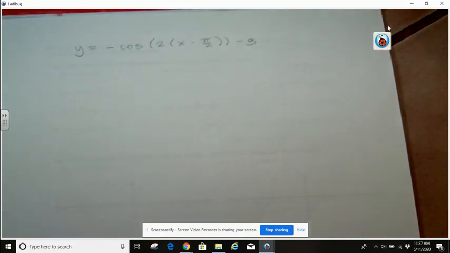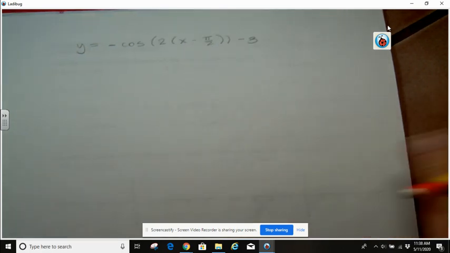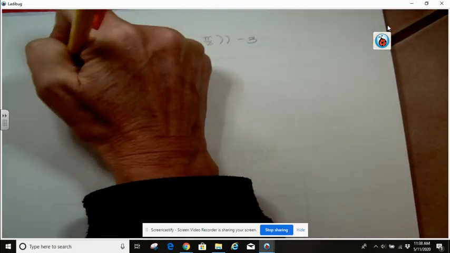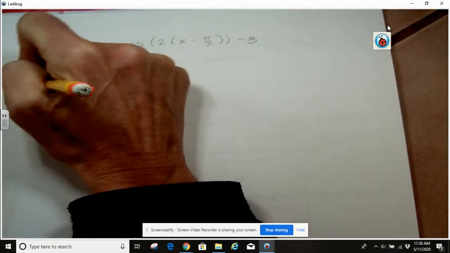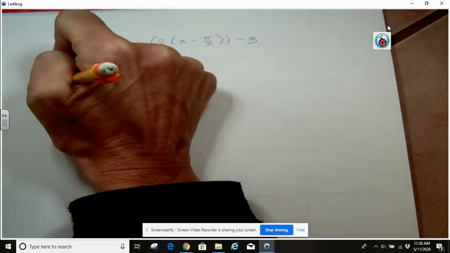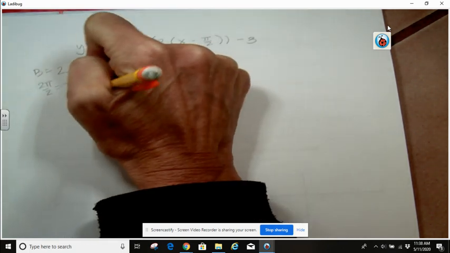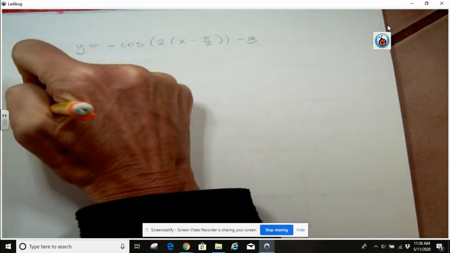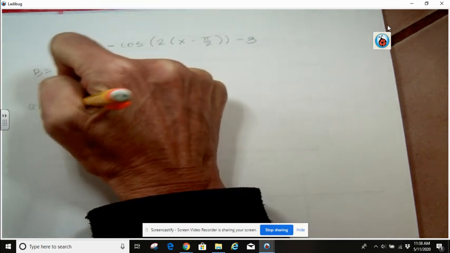Okay, so we're going to do y equals negative cosine 2 times the quantity x minus pi over 2, minus 3. So just like the other examples, let's start with the period. So b equals 2. So 2 pi divided by 2 equals pi. That's the new period. So my scale is pi divided by 4.